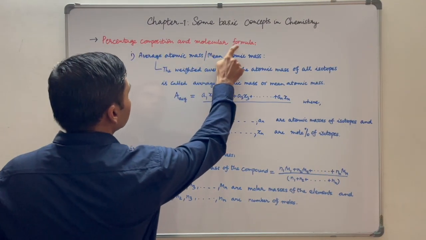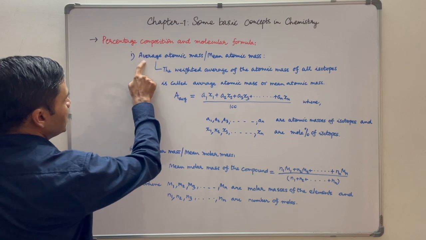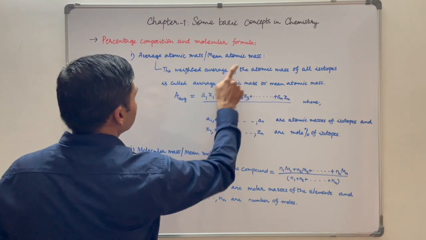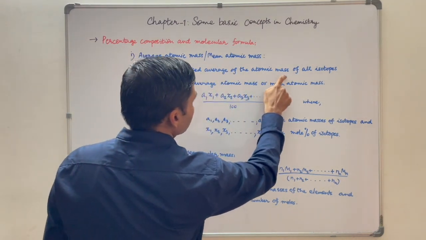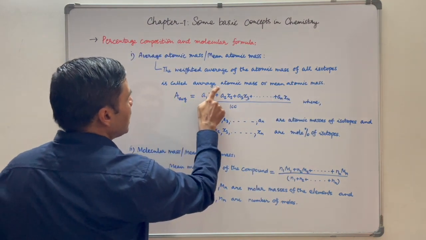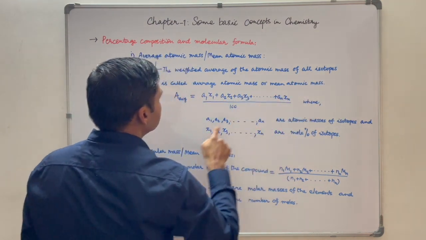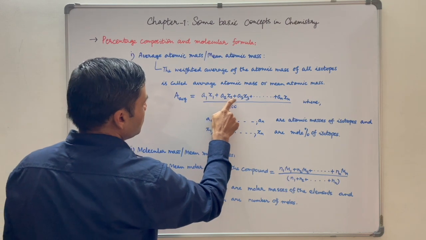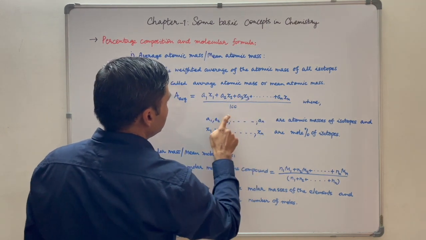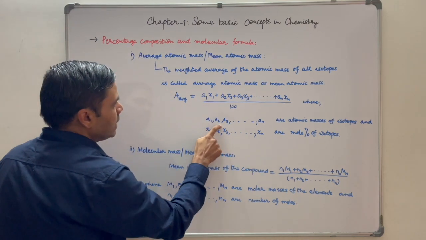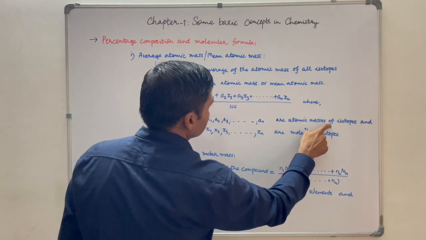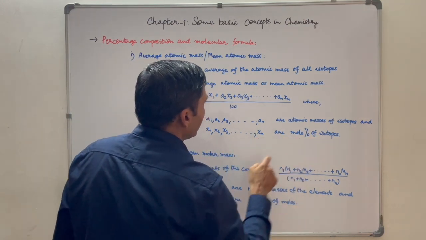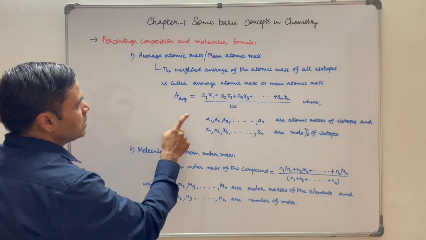Percentage composition and molecular formula. We will see two terms, average atomic mass and mean molar mass. Average atomic mass is also known as mean atomic mass. The weighted average of the atomic mass of all isotopes is called average atomic mass or mean atomic mass. So formula is A average is equal to A1x1 plus A2x2 plus A3x3 up to Anxn divided by 100, where A1, A2, A3 up to An are atomic masses of the isotopes and x1, x2, x3 up to xn are mole percentage of isotopes. We will see numericals based on it.